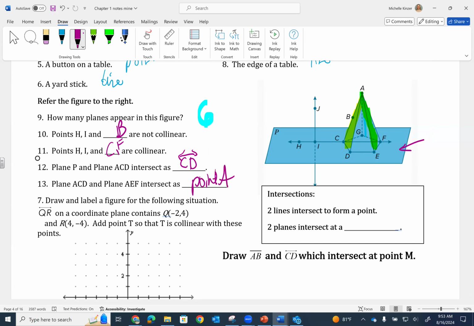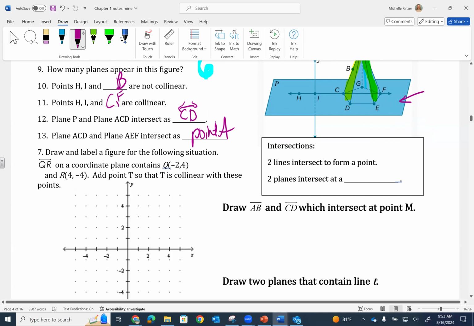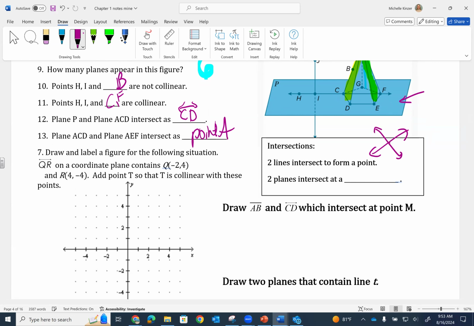Okay, awesome. And then let's check and see this next example. No, let's summarize first. Two lines intersect to form a point. So if two lines meet, if they intersect, they meet at a point. That's where they overlap. That's where there's a point in common if two lines meet. Two planes intersect at what?